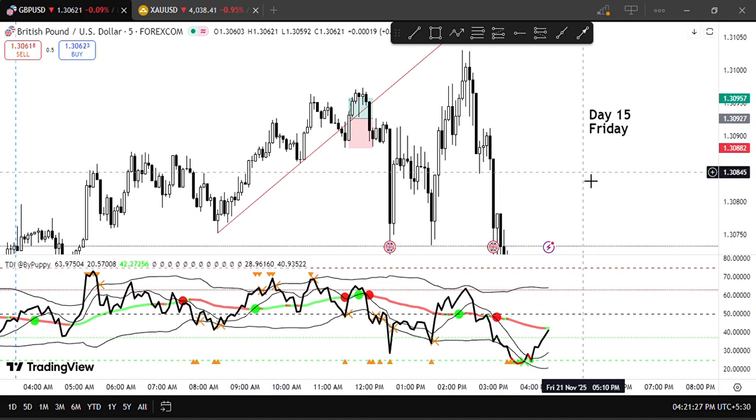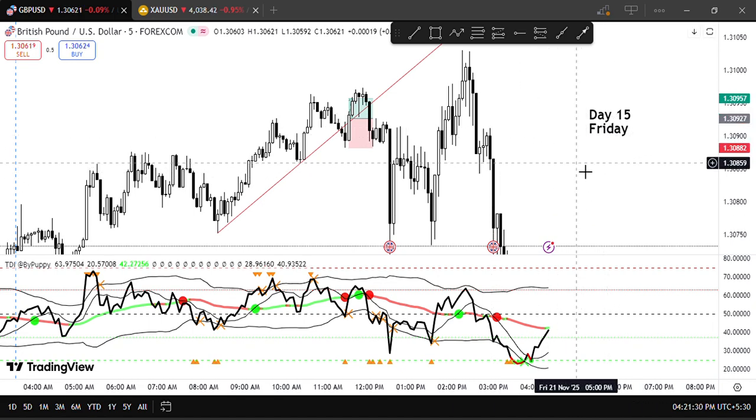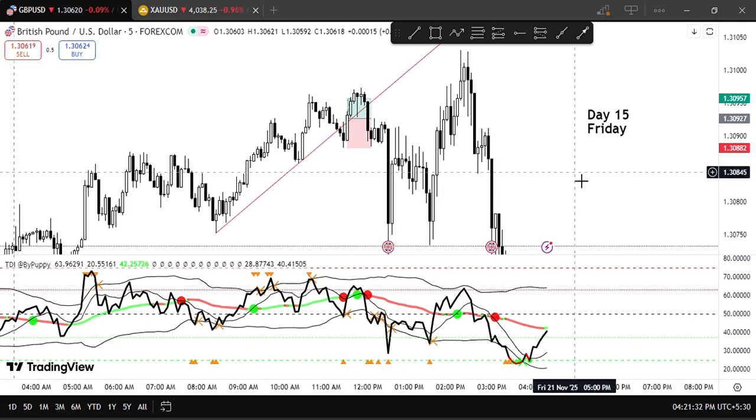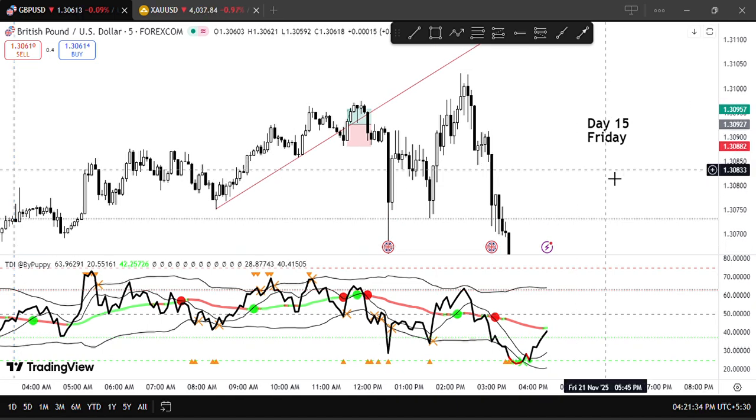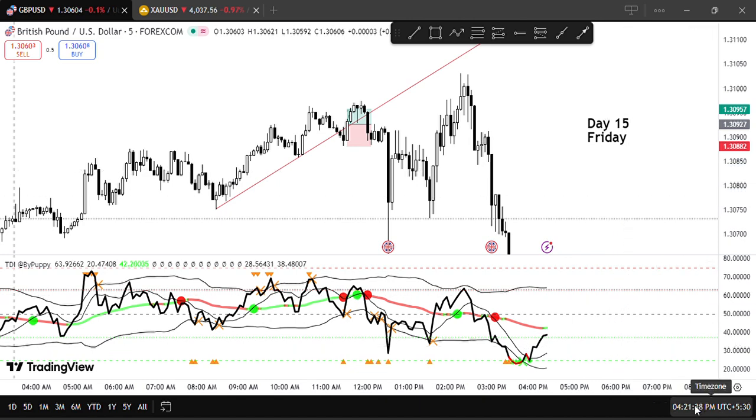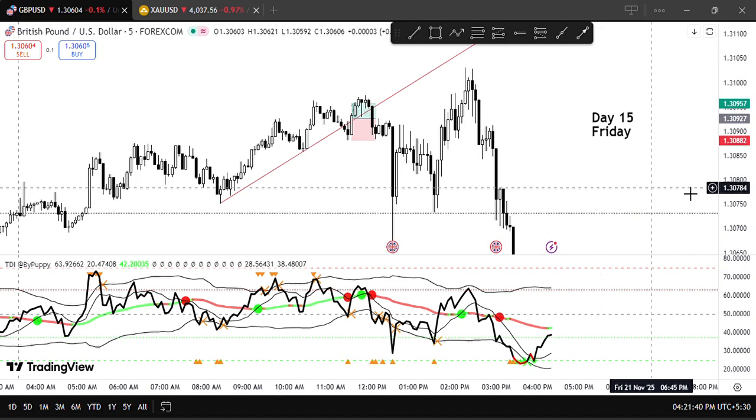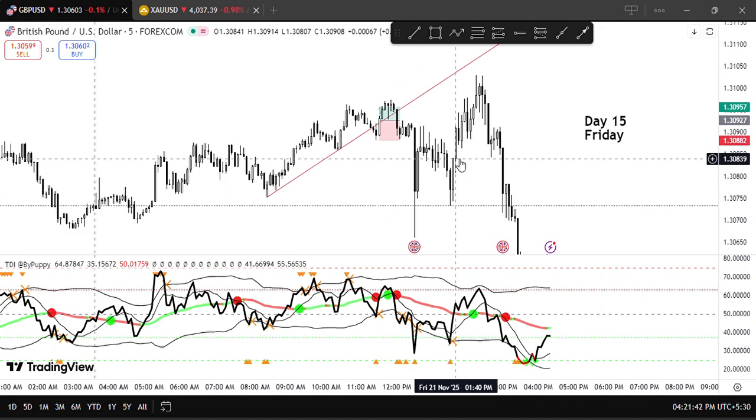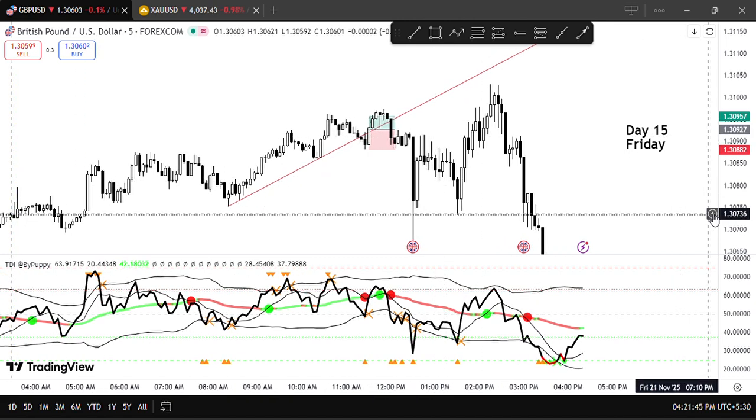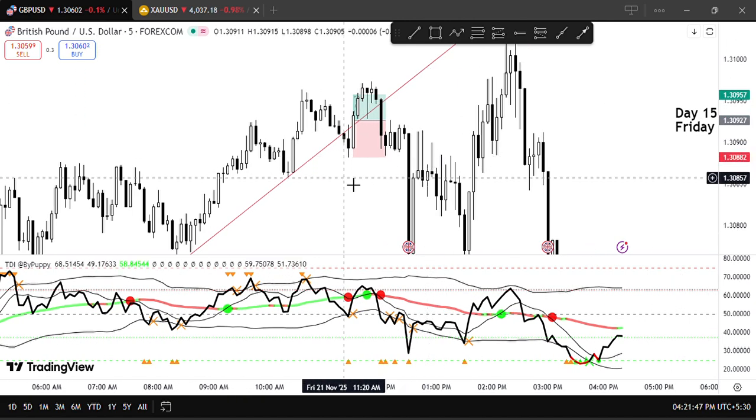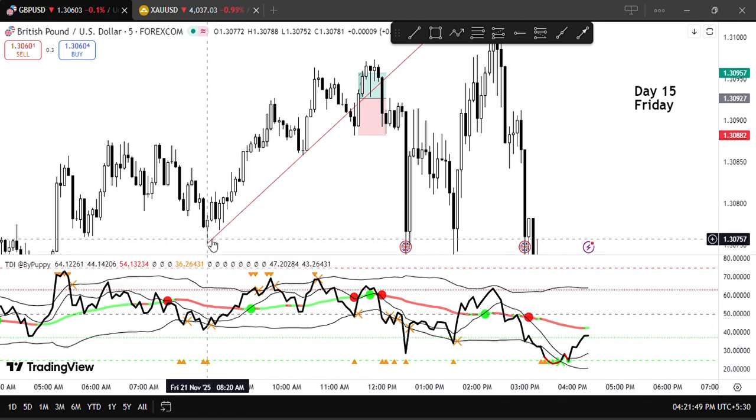So today is day 15, Friday, the last day of the week. I'm calling it a day today. It's around 4:20 p.m. So today, the first trade that I took was in GU based on this trend line.